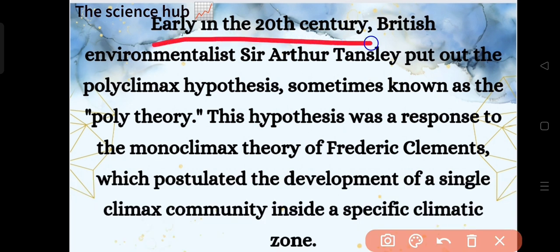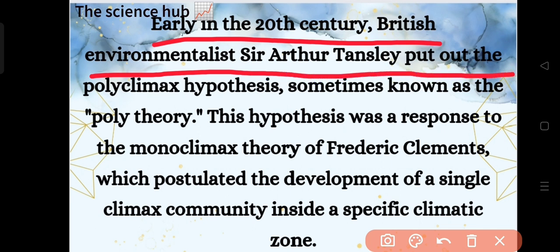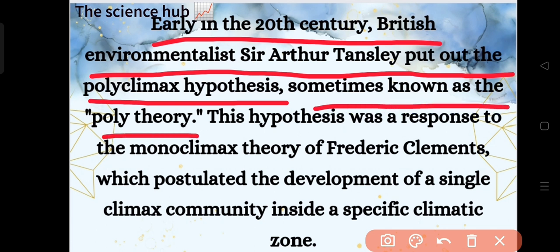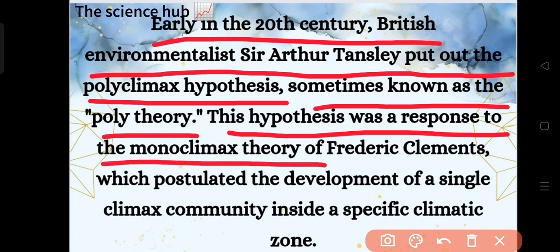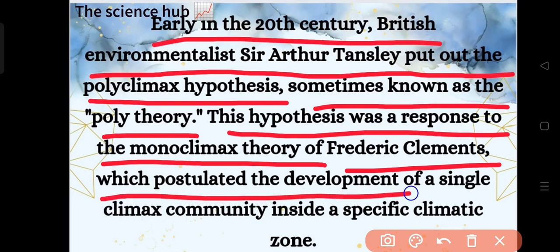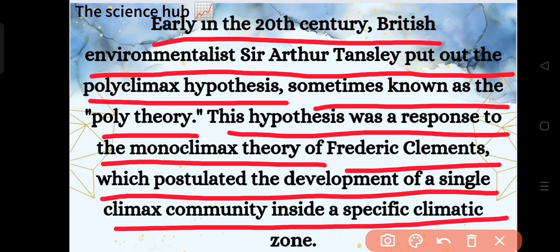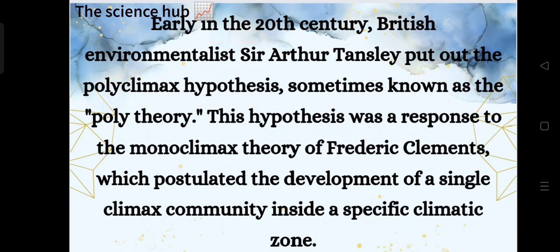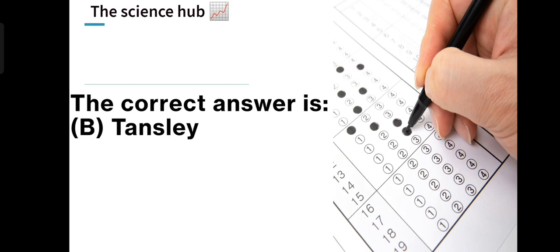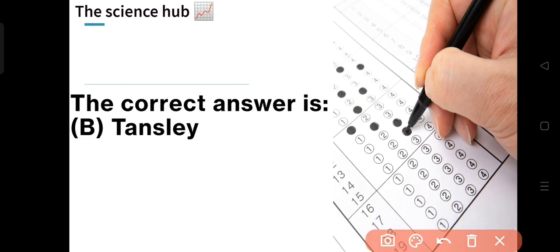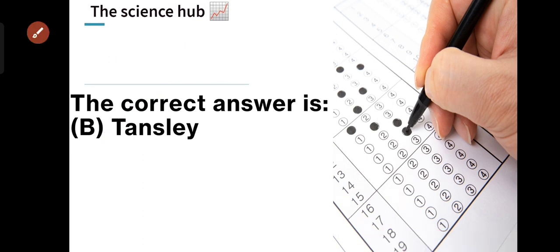Early in the 20th century, the British ecologist Sir Arthur Tansley put out the polyclimax hypothesis, sometimes known as the poly theory. This hypothesis was a response to the monoclimax theory of Frederick Clements, which postulated the development of a single climax community inside a specific climatic zone. So from this explanation we got to know that our correct answer is Tansley, that is option B. Now moving on to the next question.